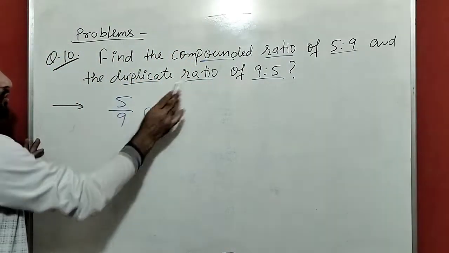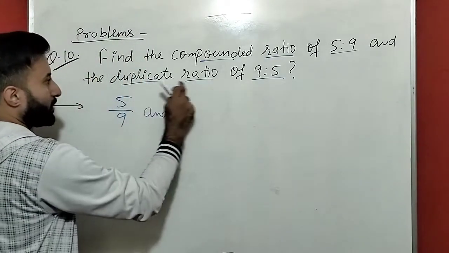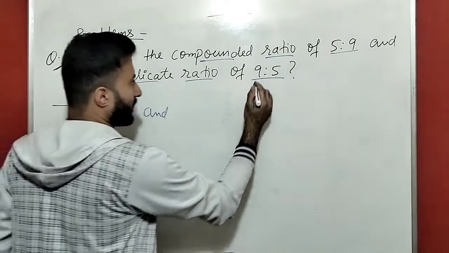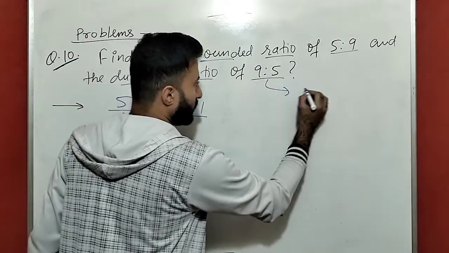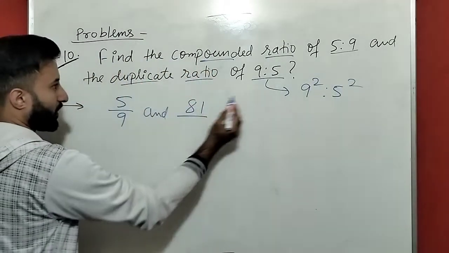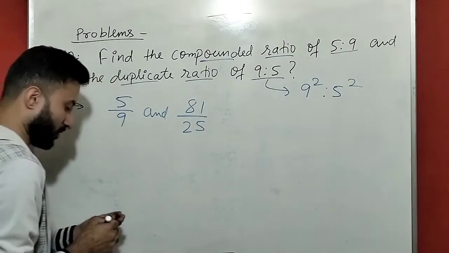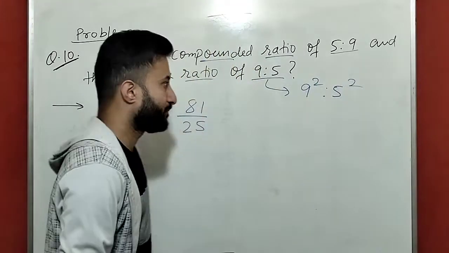So duplicate ratio means you have to do the square of the given ratio. So duplicate ratio of 9:5 means square of that ratio. 9 square is to 5 square. So 9 square is 81 divided by 5 square is 25. You can do it in the calculator. 9 square means 9 into 9. 5 square means 5 into 5.